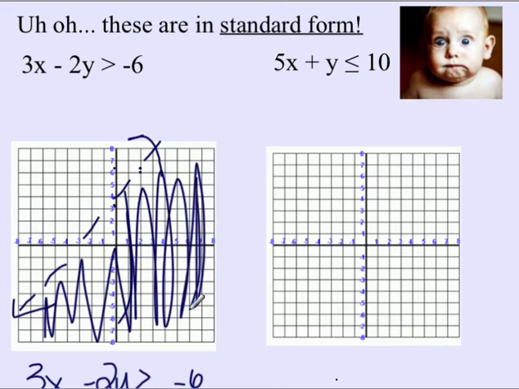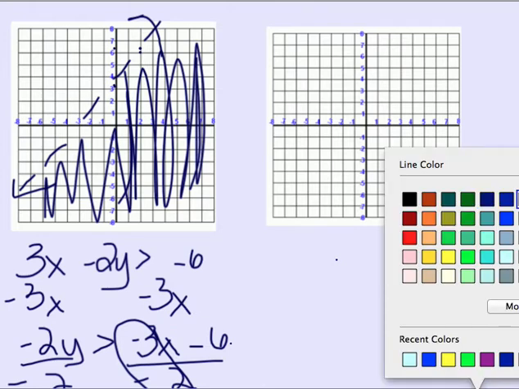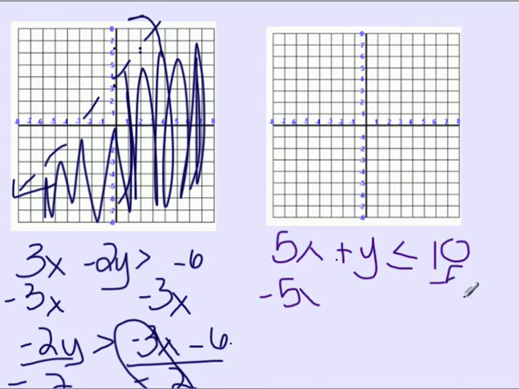Let's take a look at number 9. For number 9, again, we need to solve that for y. So we have 5x plus y is less than or equal to 10. So I'm going to subtract 5x from both sides. And then I get y is less than or equal to -5x plus 10. Looking at that inequality symbol, I have a solid line underneath, so I need a solid line, and it's also facing away from the y, so I need to shade down.